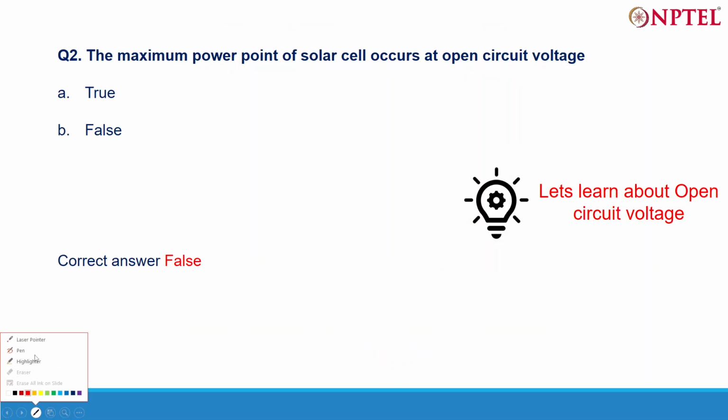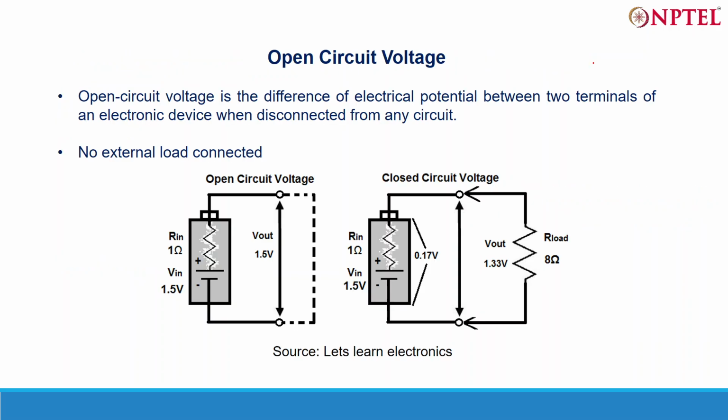The next question is: the maximum power point of a solar cell occurs at open circuit voltage. This is basically a false statement. Why false? We'll see in later slides. The main thing it is asking about is the maximum power point and the open circuit voltage, so let's learn about these concepts.